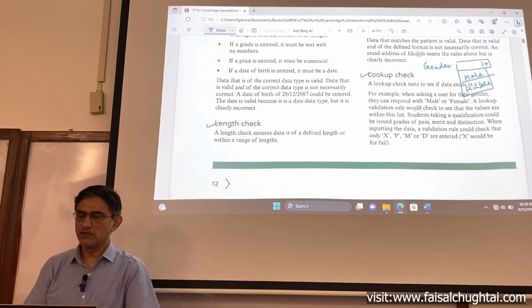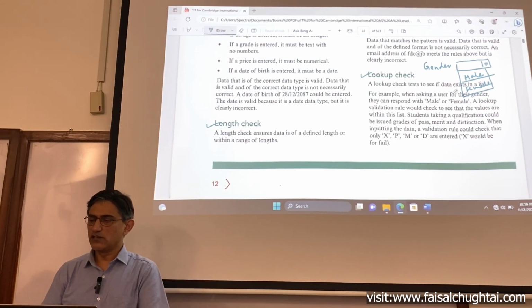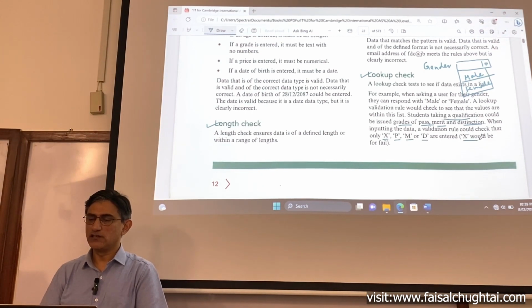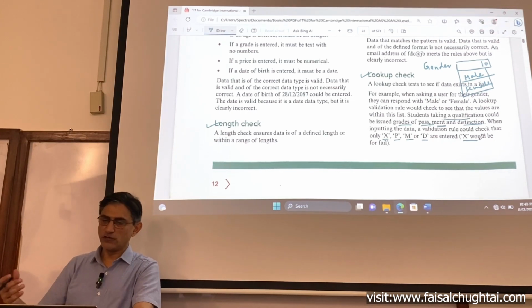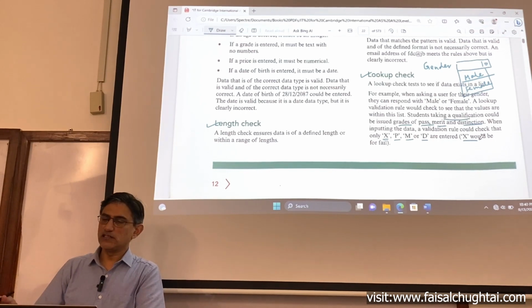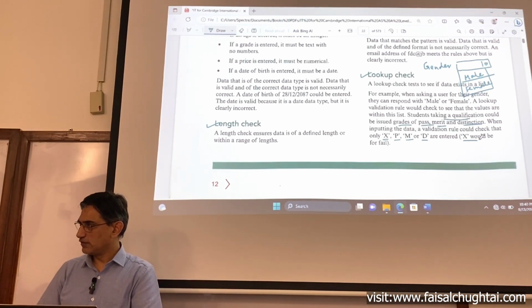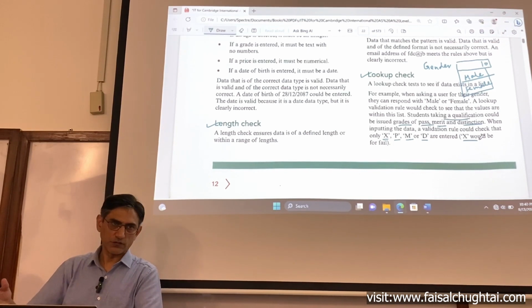Another example that has been given here is students taking a qualification who would be issued grades such as pass, merit, and distinction. When inputting the data, a validation rule could check that only X, P, M, and D are entered, X being considered here as fail. So for pass it is P, for merit it is M, for distinction it is D, and X is if the student has failed. So only these four options to choose from.